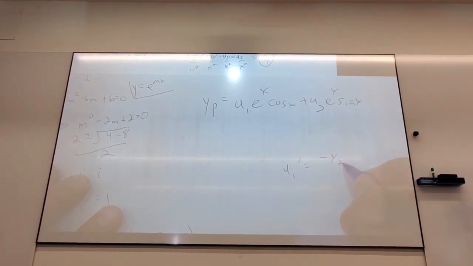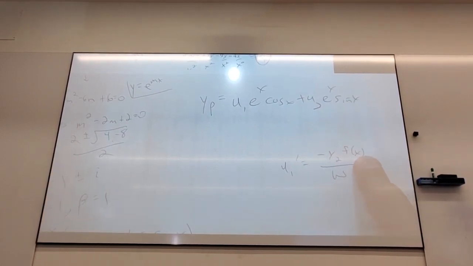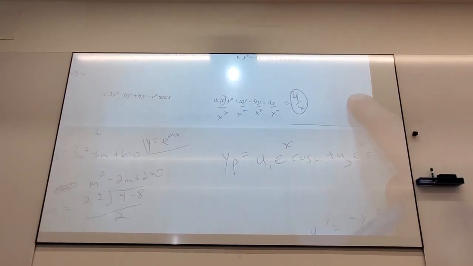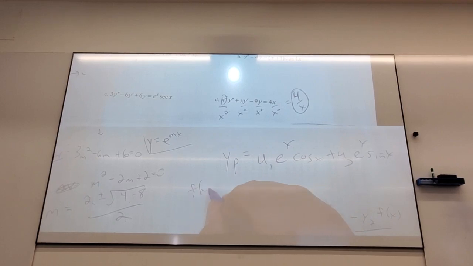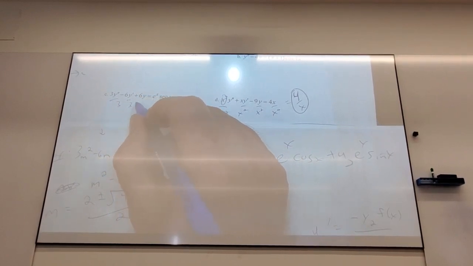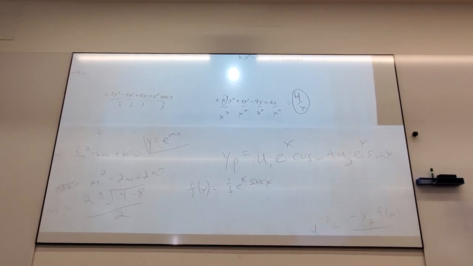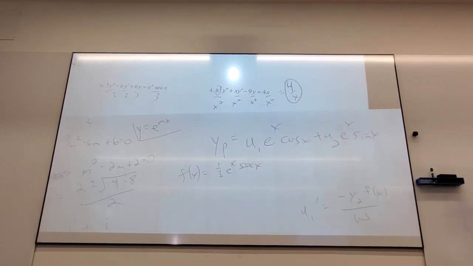Negative y2 f of x over the Wronskian. Already I know what I need to figure out. I need to figure out what f of x is. I need to figure out what the Wronskian is, correct? What is f of x? You've fallen into my trap. What is f of x? Secant x over 3, yeah. So it'll be 1/3 e to the x secant x. Let me stop for a minute.